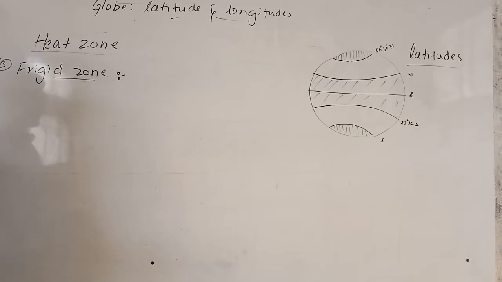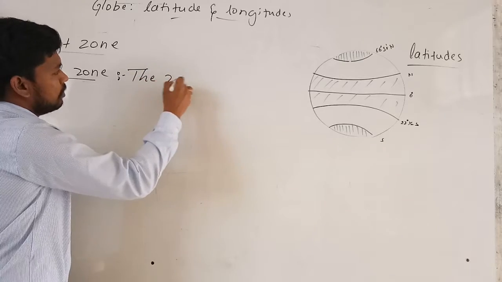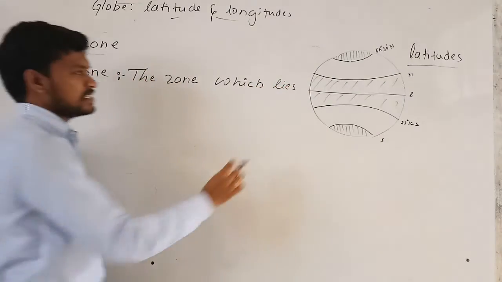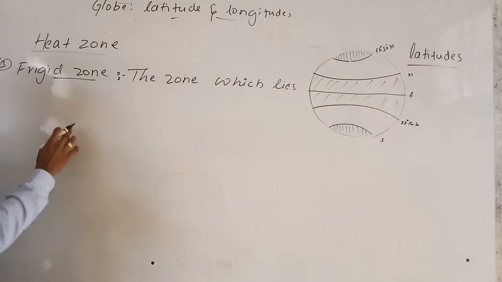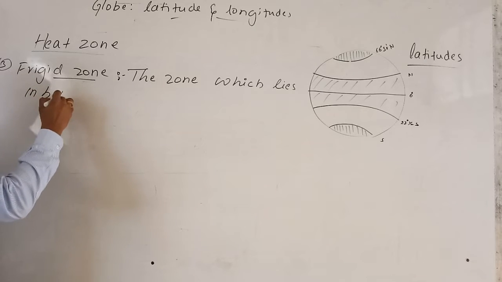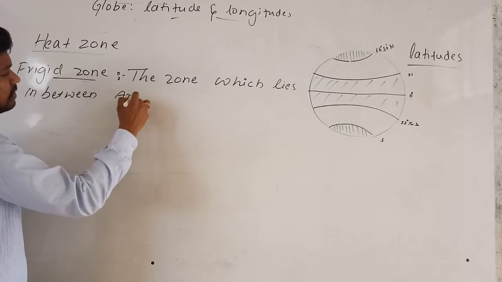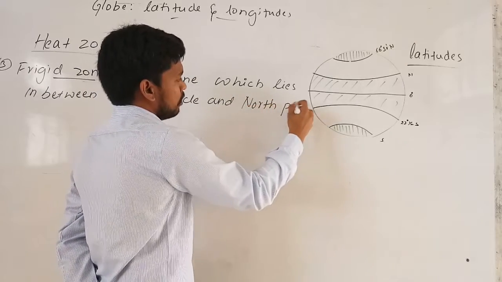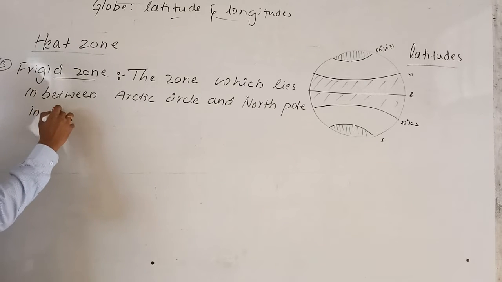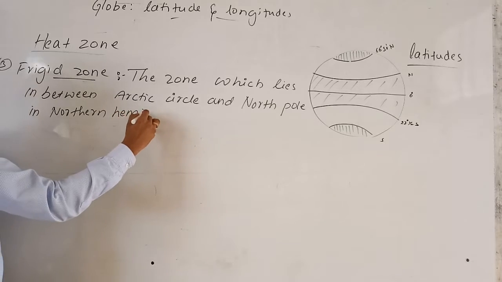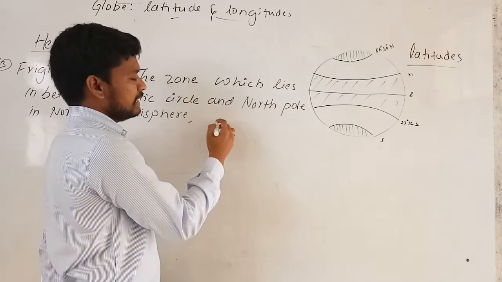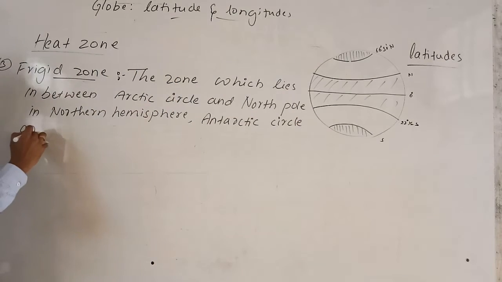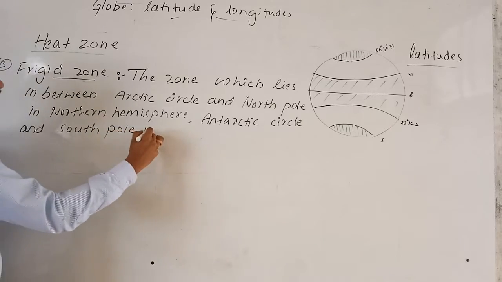The zone or the area, it's the same definition as for the temperate zone, just change the place names. The zone which lies in between Arctic Circle and North Pole in the Northern Hemisphere, then in between Antarctic Circle and South Pole in the Southern Hemisphere.